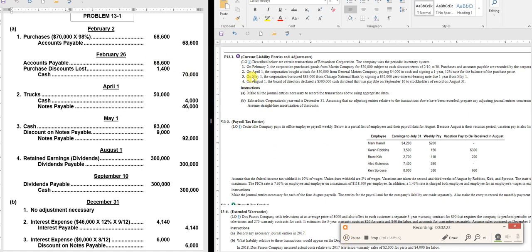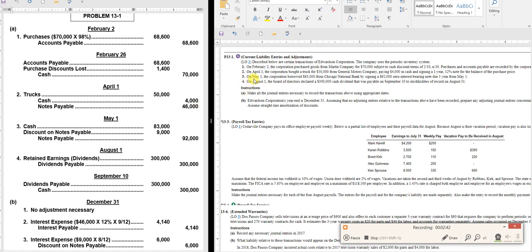The next one is pretty straightforward. April 1st, bought a truck for 50,000, so I debit truck for 50,000. Paying 4,000 in cash, so cash is credited for 4,000, and signing a 12% note for the balance, so I have 46,000.